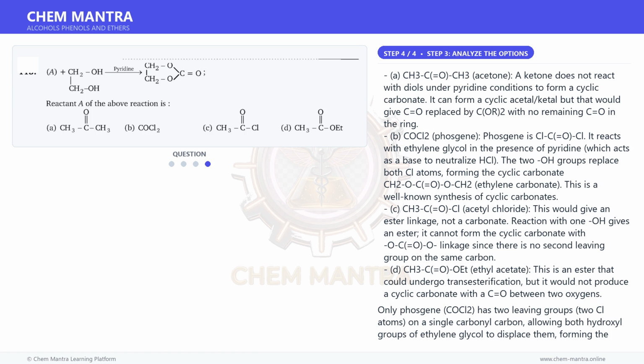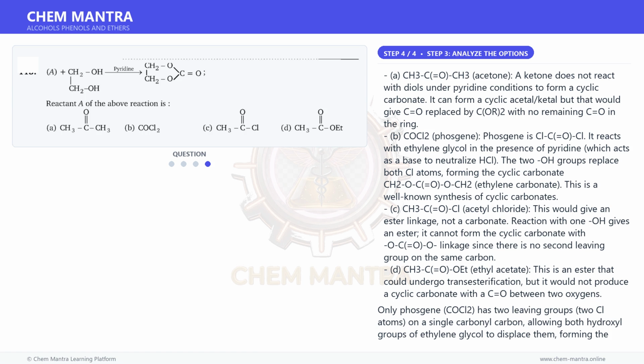C, CH3C(=O)Cl, acetyl chloride. This would give an ester linkage, not a carbonate. Reaction with one OH gives an ester. It cannot form the cyclic carbonate with OC(=O)O linkage since there is no second leaving group on the same carbon. D, CH3C(=O)OEt, ethyl acetate. This is an ester that could undergo transesterification, but it would not produce a cyclic carbonate with a C=O between two oxygens.